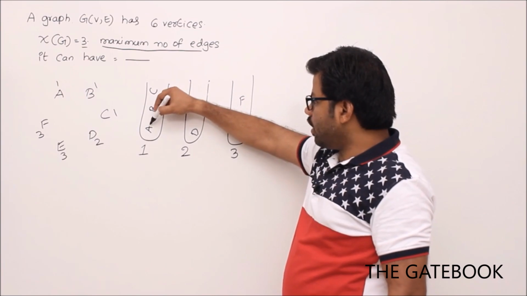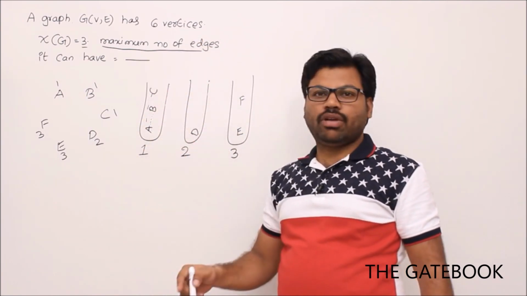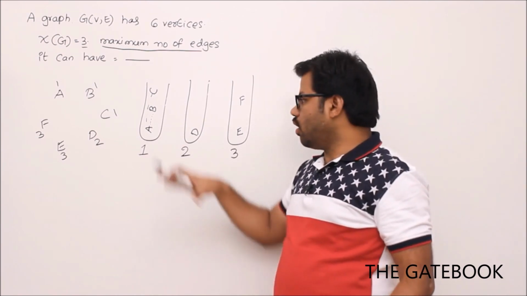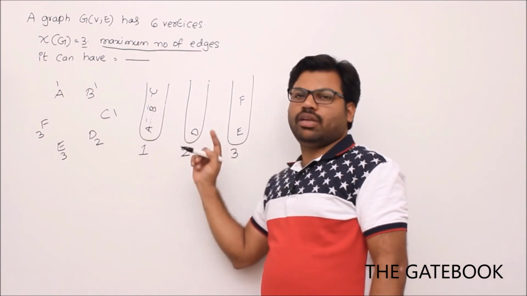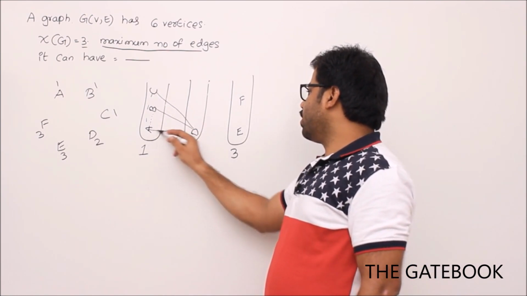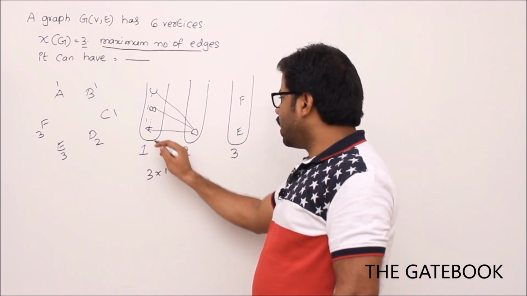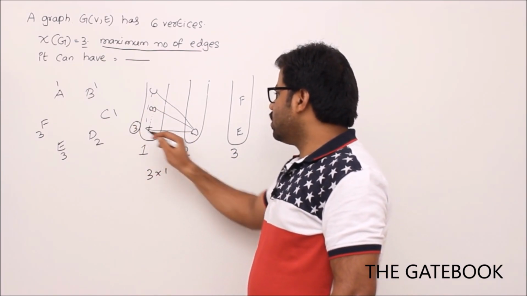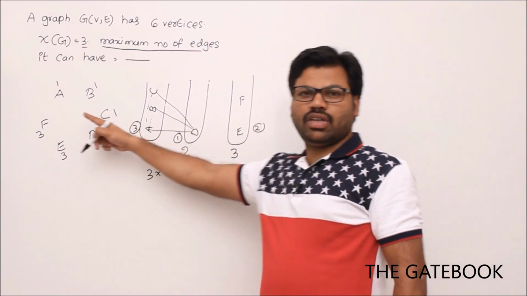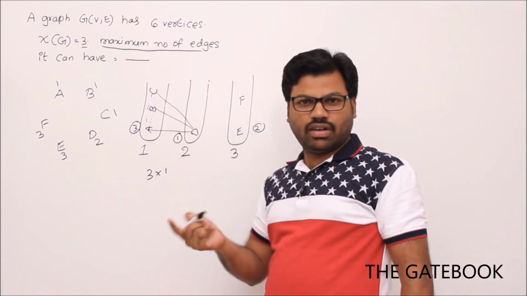Since you can't add an edge between A and B or A and C, whenever the question is about the maximum number of edges, any edge you can draw is only from one partition to another partition. So how many edges can you draw from here to here? That will be 3, right? So that's why 3 into 1. The size of this partition is 3, the size of this partition is 1, and the size of this partition is 2 in this example. Okay.